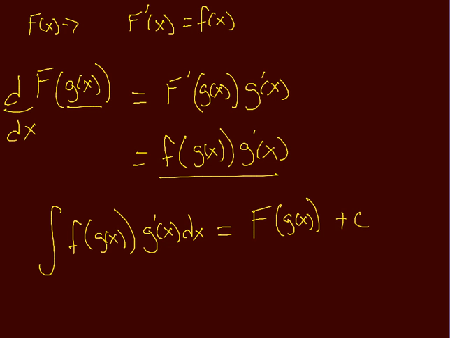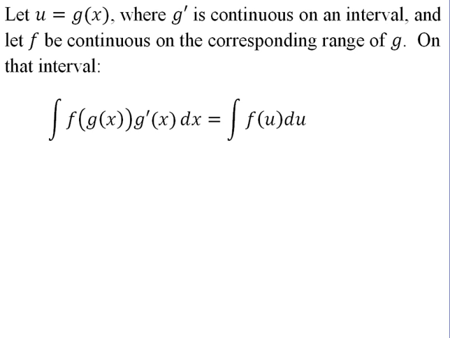Okay, so let's look at this formally here. And let's say that we're going to introduce a variable u, and another term for this method of substitution is actually u substitution, because we use the variable u a lot to simplify things. So we're going to let u equal that inner function g of x, and we're going to assume that g is continuous on an interval and f is continuous on that same corresponding range of g. So g has to be a continuous function, and then when you get the outputs of g, those are the inputs of f, and f needs to be continuous on the range of g.